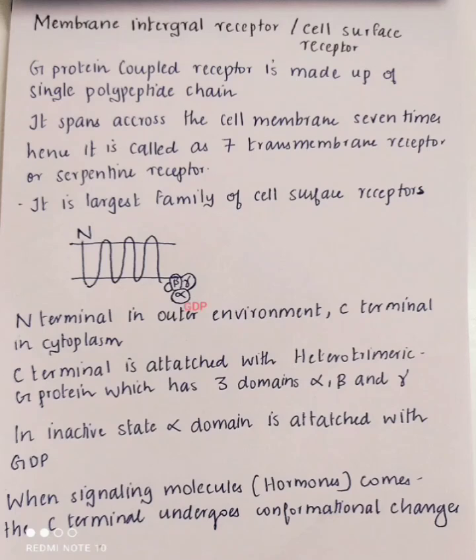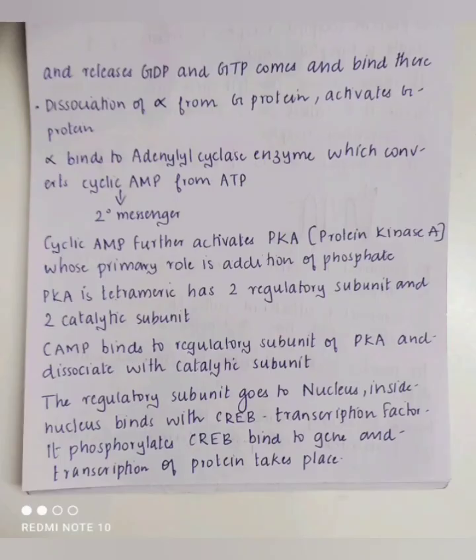When a signaling molecule, a hormone or a ligand, binds to the receptor, the C terminal undergoes conformational changes. Thus, it releases GDP and GTP comes and binds there. Hence, the dissociation of alpha from the G protein takes place, and this activates the G protein.